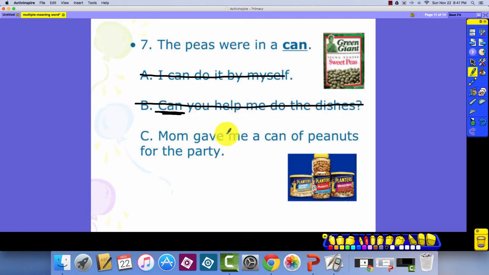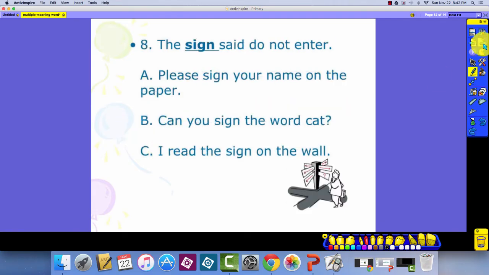Mom gave me a can of peanuts for the party. That uses can in the same way because their mom gave her a container of peanuts, and here the peas were in a can, or a container. So option C is our best one.